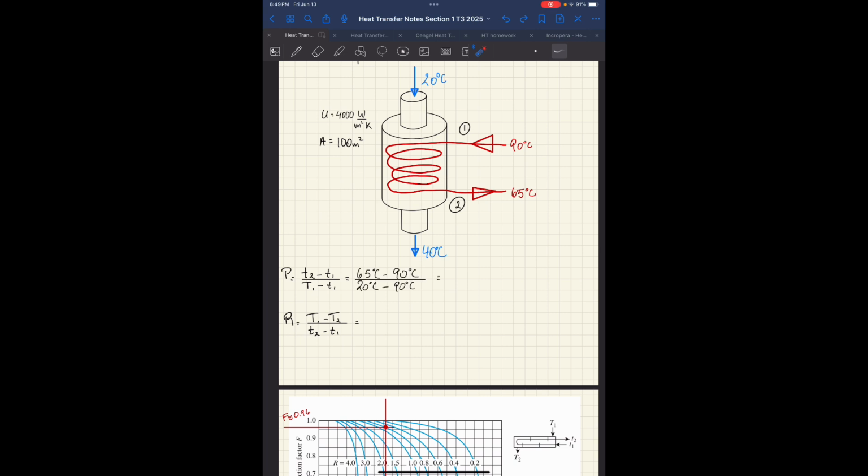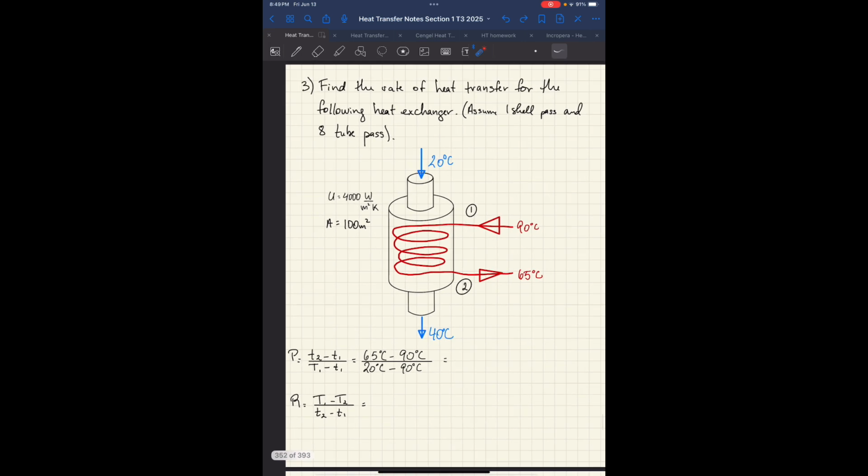So here are the numbers. You can check them yourself. Your outlet tube temperature is 65, inlet tube is 90. On the bottom, your inlet shell is 20. Again, inlet tube is 90. And you get your value for P, your X coordinate.